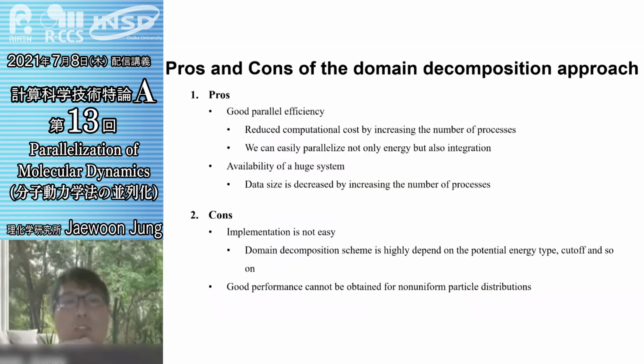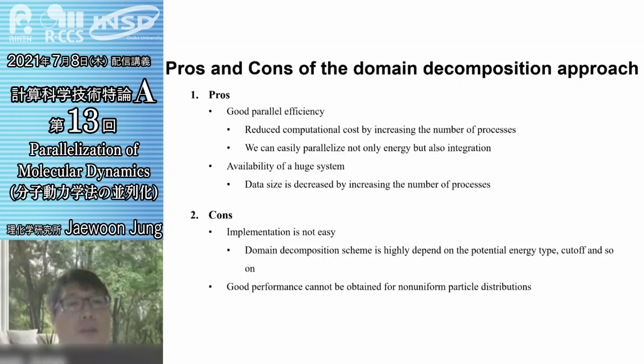So if we look at the good and bad things of this scheme, the first good thing is that parallel efficiency is good. You can reduce the computation cost by increasing the number of processors. And another good thing is that you can easily parallelize not only energy and force, but also integration. In fact, everything can be parallelized. And because of this, we can make use of this scheme for a very large system.